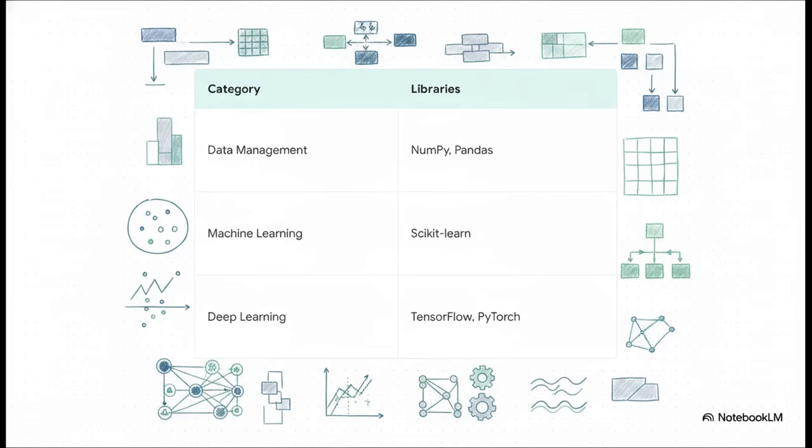For data management, NumPy gives you the power to handle massive, complex grids of numbers, while Pandas provides data frames to manipulate and clean all your tabular data. Once that data is pristine, you might move over to Scikit-learn. That's the gold standard for traditional machine learning algorithms, things like regression and clustering.